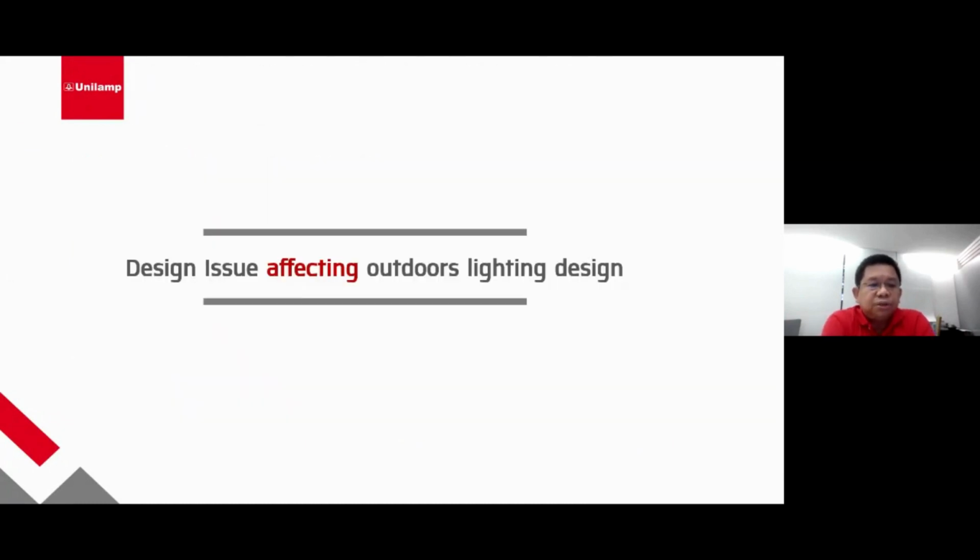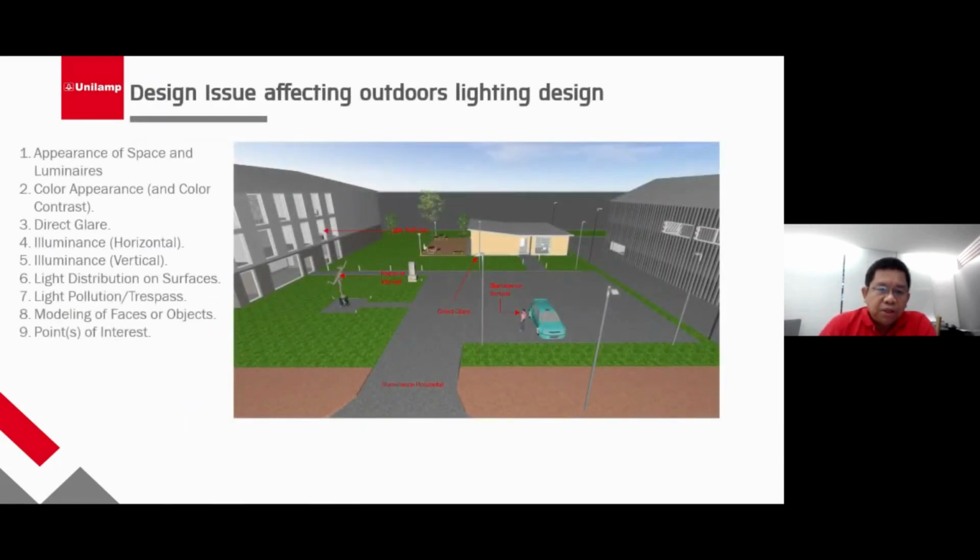Okay, so we go with the design issues affecting outdoor lighting design. There are a lot of factors that we need to consider when we are designing. Number one, in order to have a good blending of luminaire in space, we need to consider the appearance of space and luminaire. In the following slides, I will explain more. For color appearance and color contrast, we need to take account of this issue, and also, of course, direct glare, because glare is very important to consider in outdoor lighting. Also, the illuminance, horizontal illuminance and vertical illuminance, we should consider and give more emphasis. And lighting distributions on surfaces, and of course light pollution, stray light, and modeling of faces or objects. And the last one is the point of interest.